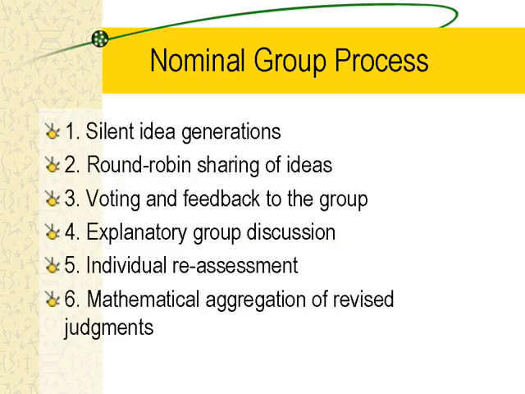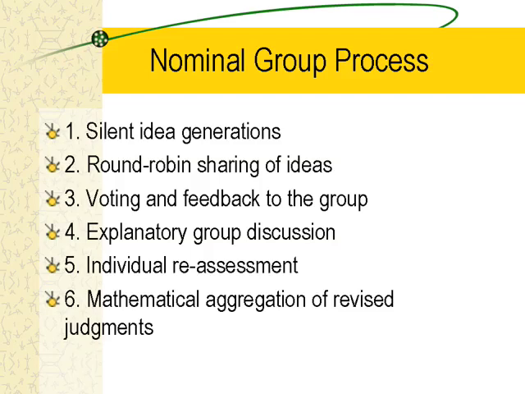The nominal group technique is a group technique in which instructions are given to group members not to interact with each other except at specific steps in the process. The following are steps in the process. First, silent idea generation. Second, round-robin sharing of ideas. Third, feedback to the group. Fourth, exploratory group discussion. Fifth, individual reassessment. And last, mathematical aggregation of revised judgments.